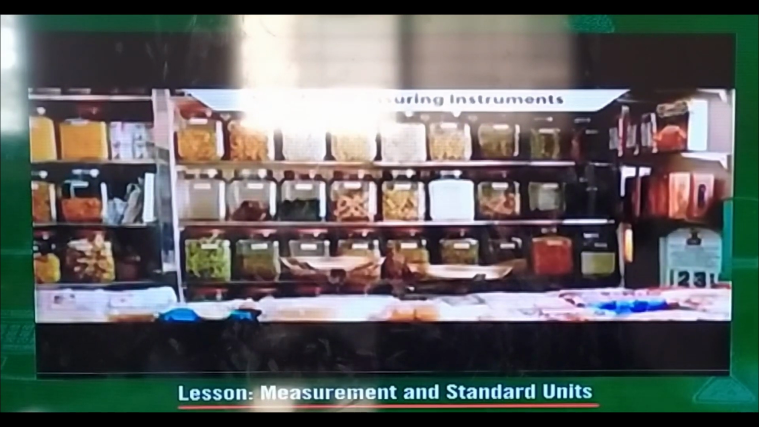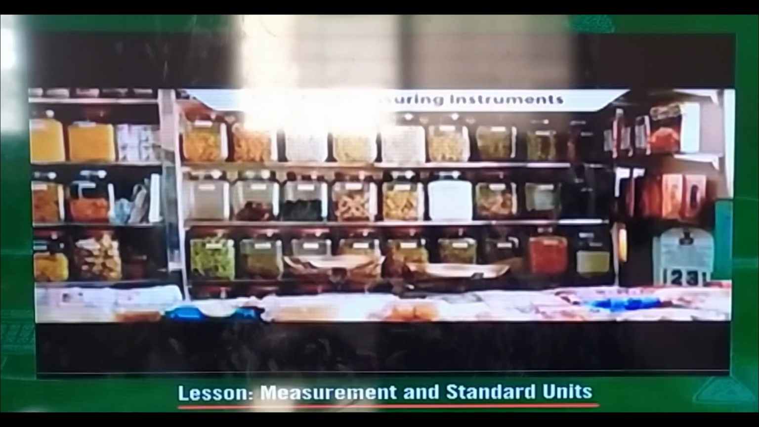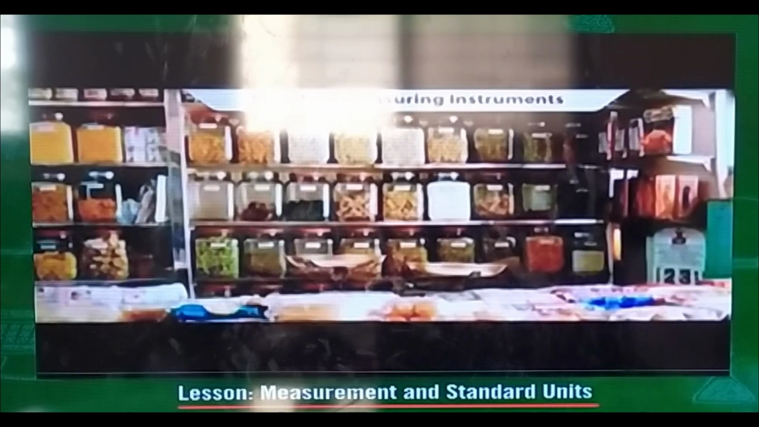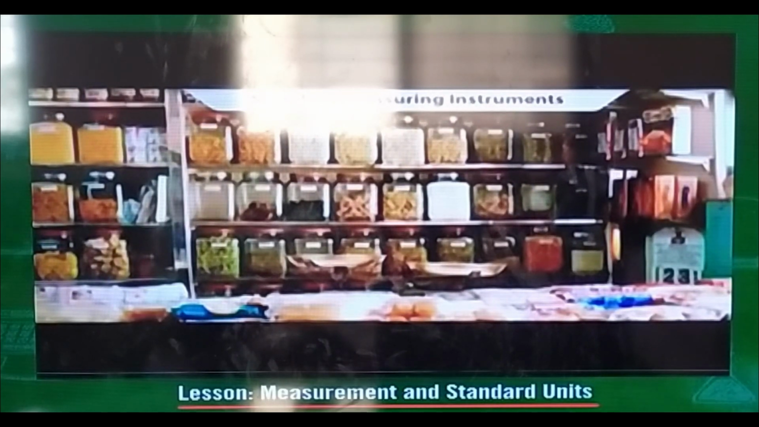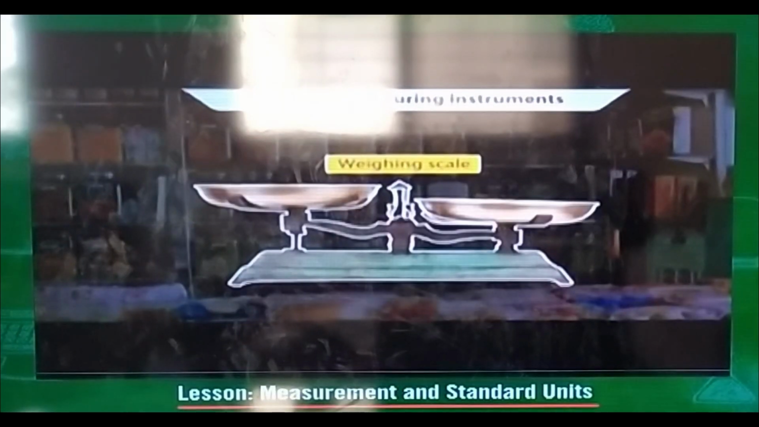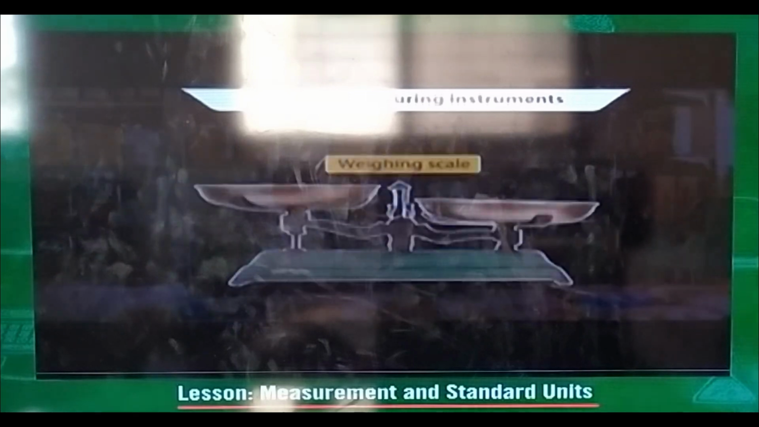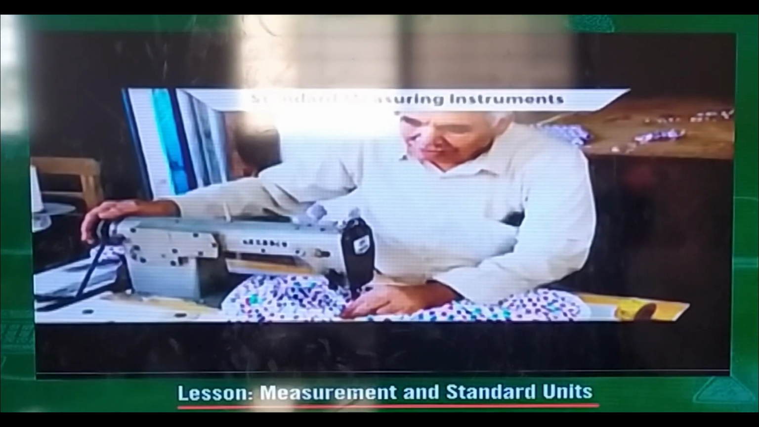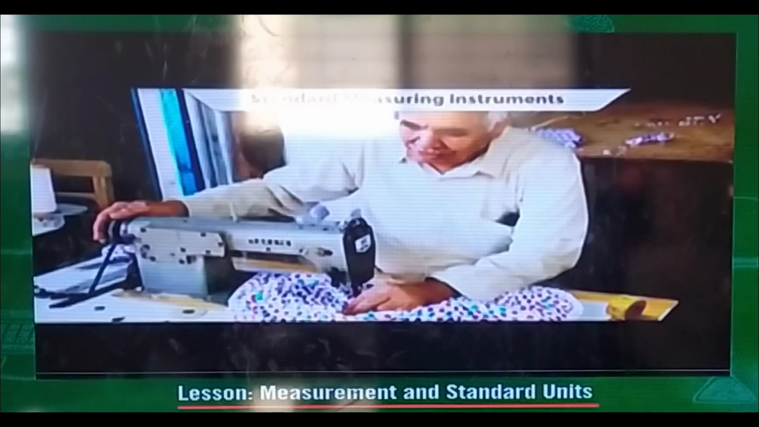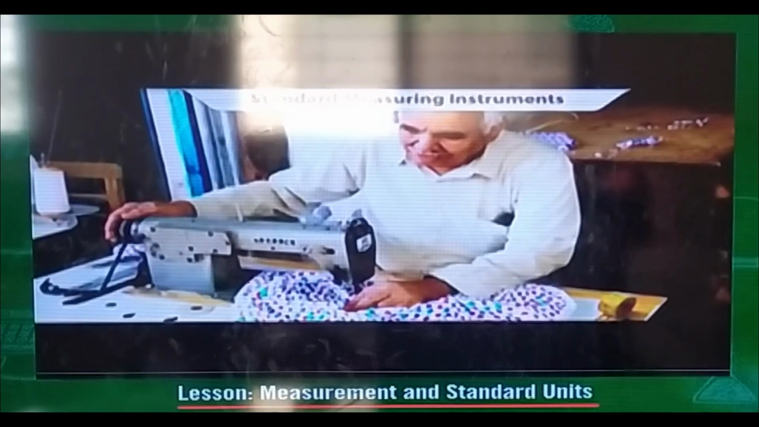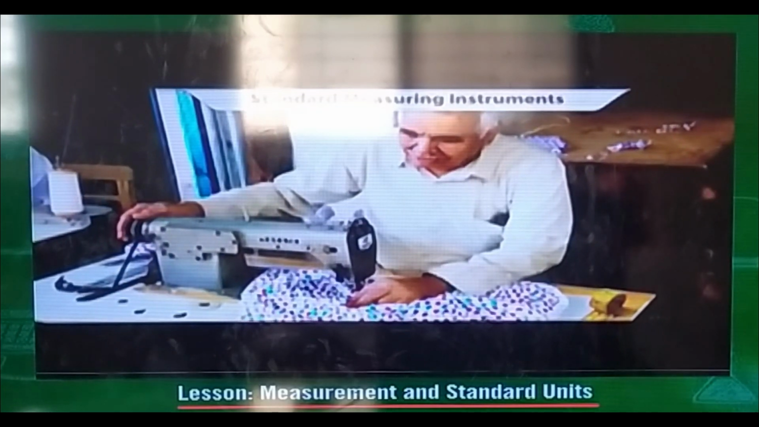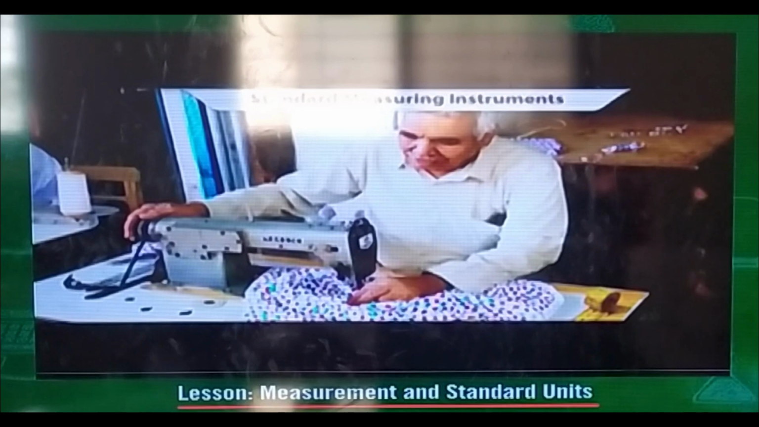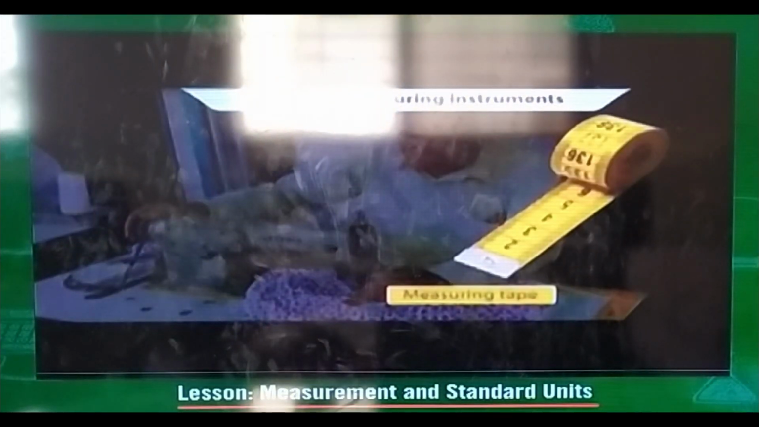You might have visited a grocery store, right? So, how does a shopkeeper measure, say, a kilo of rice or sugar? With the help of a weighing scale, isn't it? Thus, we use standard instruments to measure every quantity. For example, length is usually measured with instruments such as a ruler or a measuring tape.